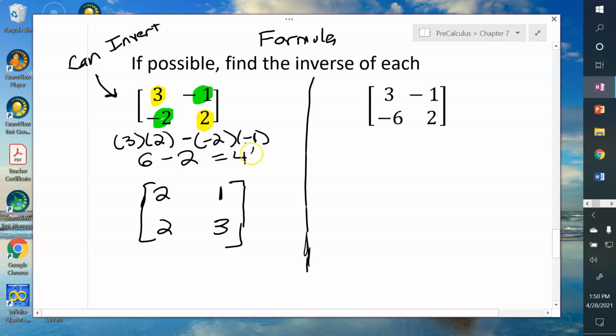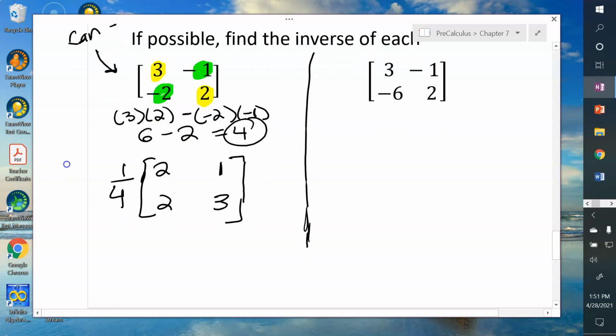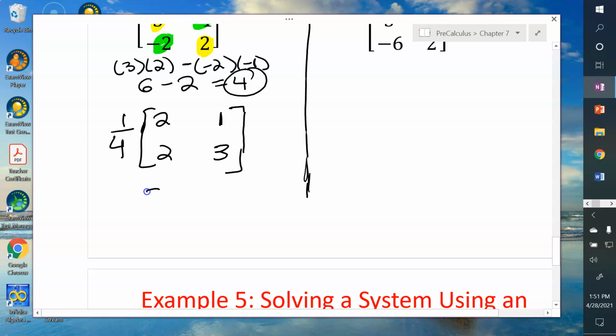And then what I'm going to do with this 4 is I'm going to multiply everything in that matrix by that 1/4. So now my inverted matrix will look like this. It's going to look like 2/4, 1/4, 2/4, 3/4. Now those 2/4s, I can always reduce those to 1/2. So 1/2 over 1/2. And that's our inverse.